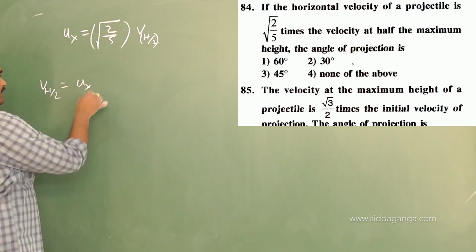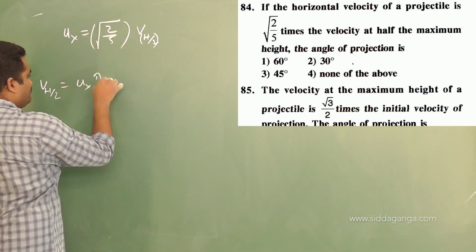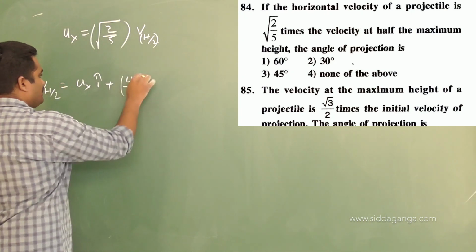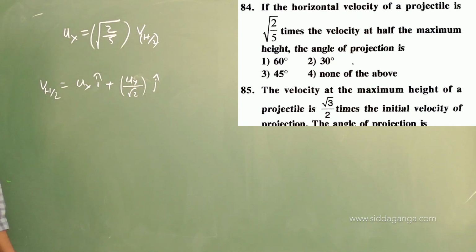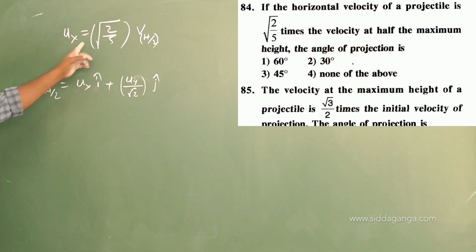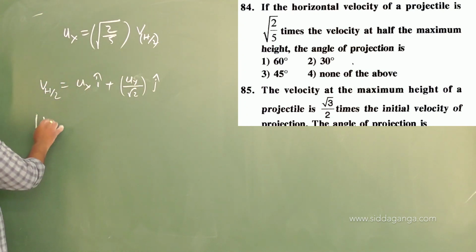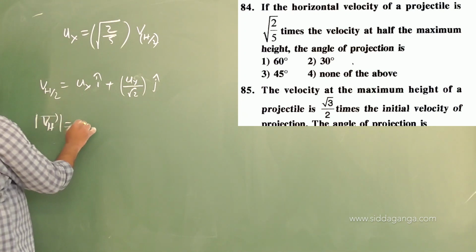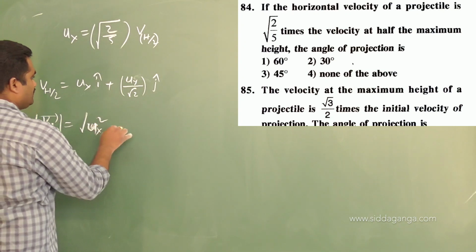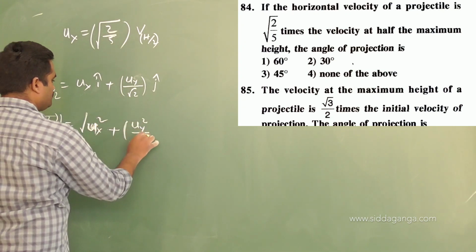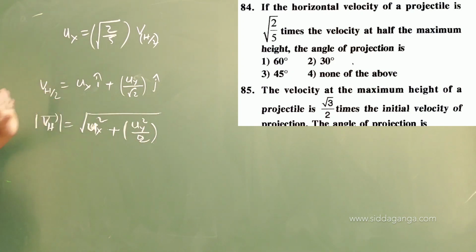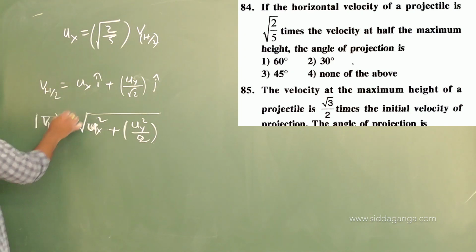Ux is the same, right? Ux i cap plus, at half of the maximum height, I told you long back, the vertical component of velocity is uy by root 2. So the magnitude of both, if I take it now, how much will you get? Root of ux square plus uy square by 2 you will get here. At half of the maximum height, this is the value. Substitute this value into this equation now.